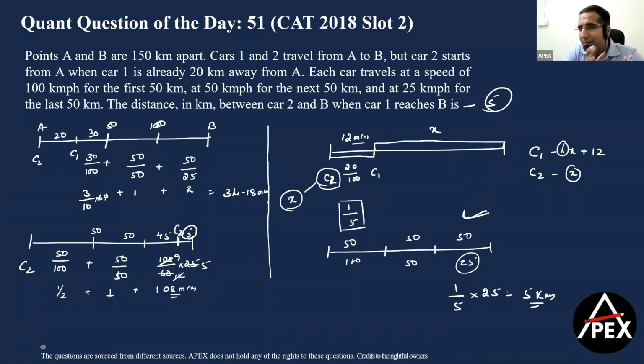Clear? Because it's pretty evident that both of them are traveling at uniform speeds. The time and the speed are the same for both of them. The only gap is 1/5 of an hour because car 1 starts early. So 12 minutes is the gap. So the gap time into the speed will give me the gap distance between car 1 and car 2. Right. So therefore, 5 kilometers becomes the gap between car 1 and car 2.